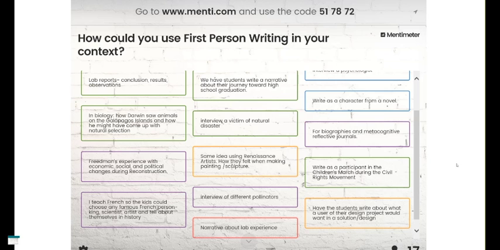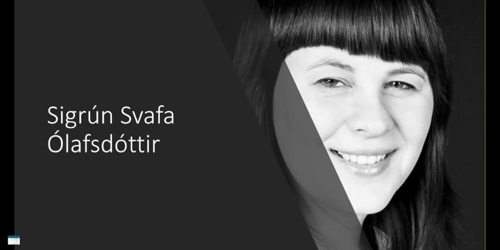Narrative about lab experience. Okay, so we're going to switch to Sigrun Safa Olfsdorter. I probably butchered your name. Oh my gosh, I'm sorry. You're going to have to tell us how, Sigrun, how you pronounce your name because I know it's horrid. And I'm probably even saying Sigrun wrong. But Sigrun, take it away. Amazing teacher from Iceland.